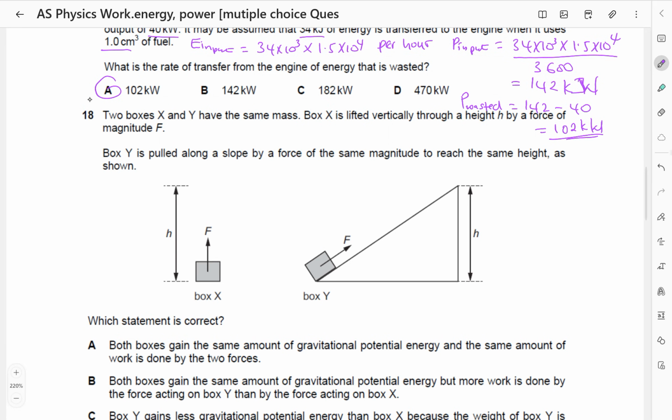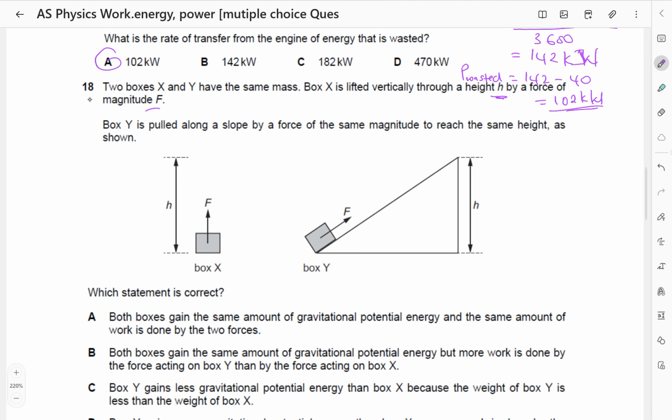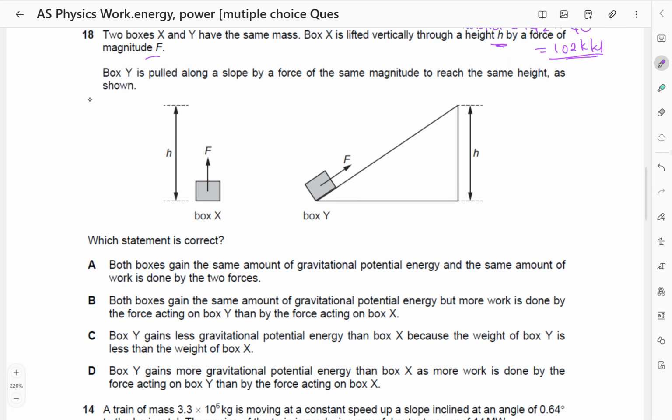Two boxes X and Y have the same mass. Box X is lifted vertically through a height h by force F. Box Y is pulled along a slope by a force of the same magnitude to reach the same height as shown. Which statement is correct? Both boxes gain the same amount of gravitational potential energy. That is very true. They have the same mass, they reach the same height. And the same amount of work is done by the two forces. Which statement is correct?